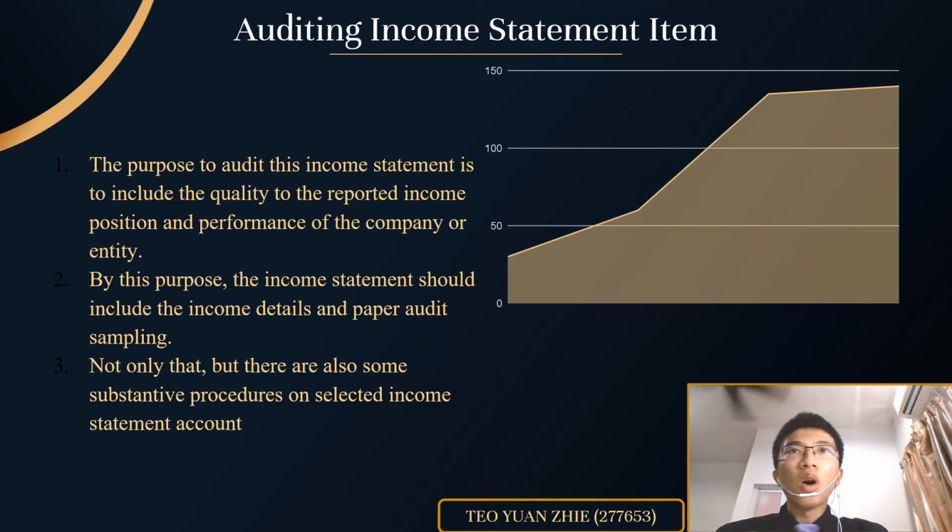The purpose of auditing this income statement is to add quality to the report, income position and performance of the company or entities. For example, before a supplier is willing to extend trade credit, the supplier will also require the audited income statement of the company or business. For this purpose, the income statement should include the income details and paper audit sampling.